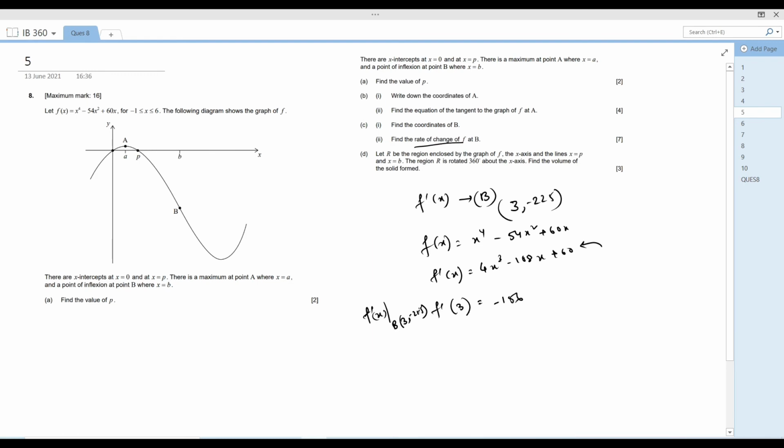So this is the negative gradient. Yes, obviously here is the negative gradient. You can see here is the negative gradient. Okay, so in this way the rate of change of f at B is minus 156. So this problem is also done.